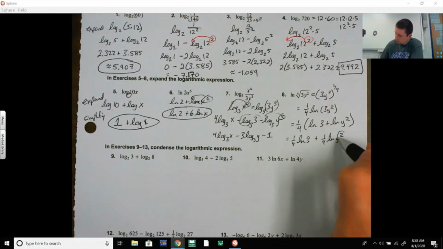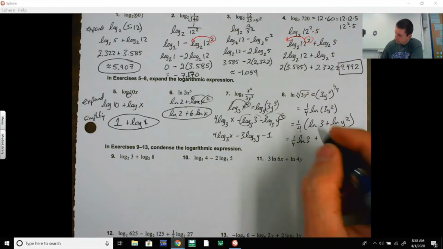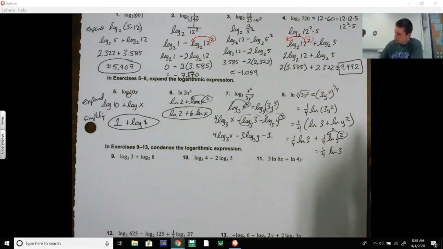The frog will jump over the log. 1/4 times 2, that multiplies. Times 2 would be 1/2. So we get 1/4 natural log 3 plus 1/2 natural log y. And that's where we leave it.